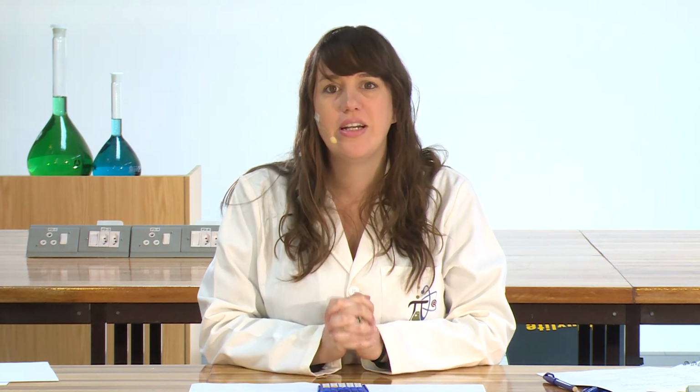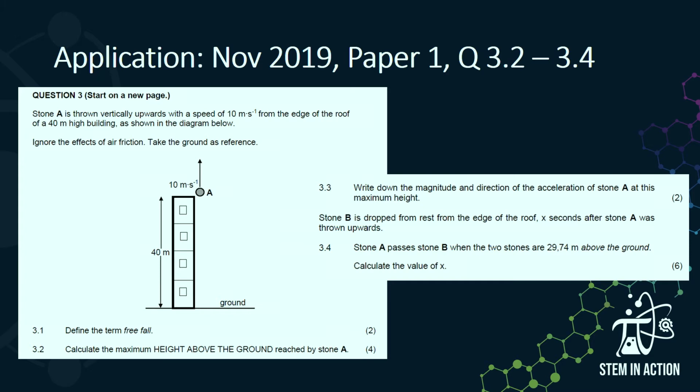Right, let's have a look at an application question of November 2019, question 3. Right, so question 3 says, stone A is thrown vertically upwards with a speed of 10 meters per second from the edge of the roof of a 40-meter high building, as shown in the diagram below. Ignore the effects of air friction and take the ground as reference.